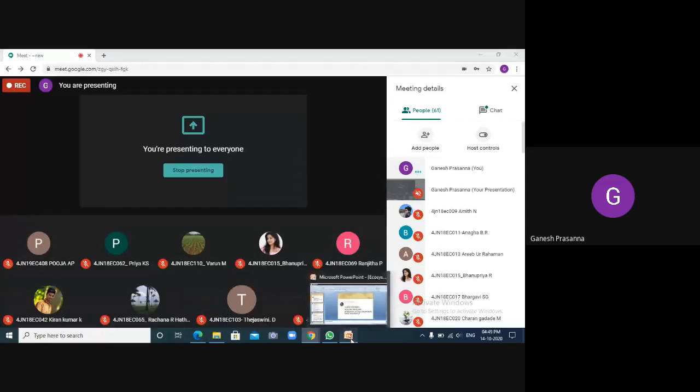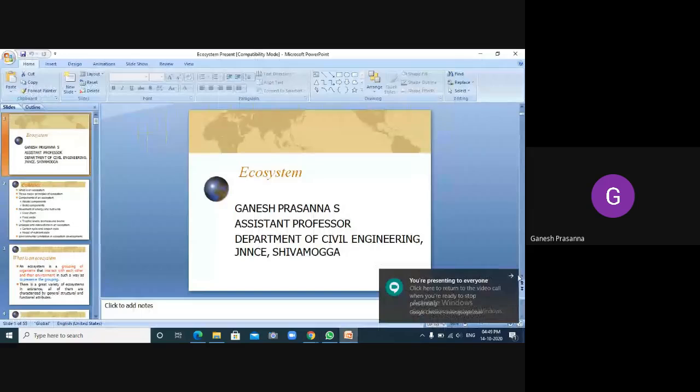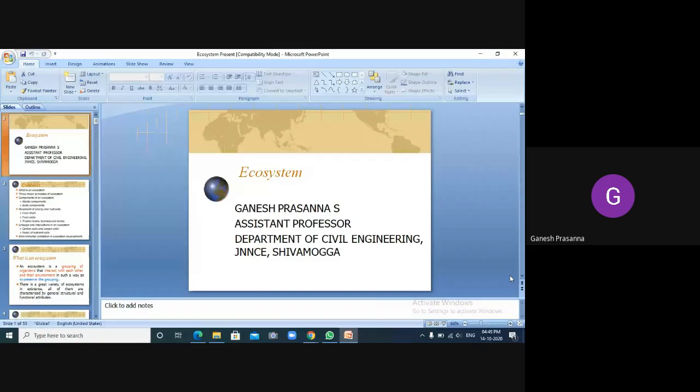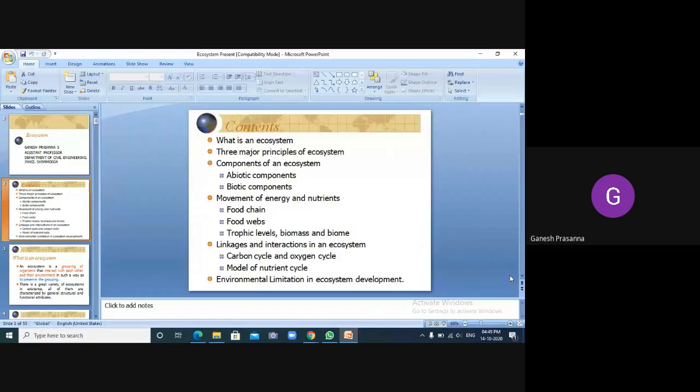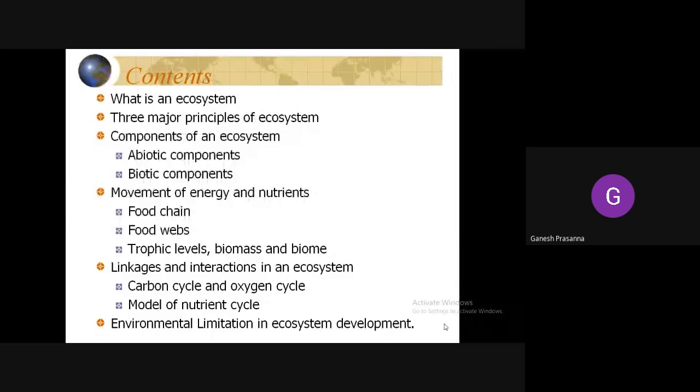Okay, so what is this? Today we shall start our discussion on the ecosystem. So it consists of this content. What is ecosystem? Three major principles of ecosystem, the components of the ecosystem, movement of energy and nutrients, linkages and interactions in ecosystem, and also environmental limitation in ecosystem development. So these are the brief contents present in this slide presentation.